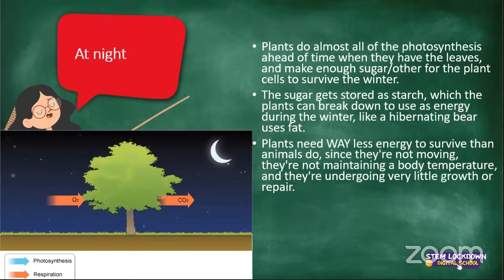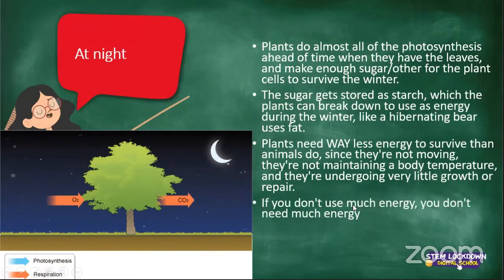They are not maintaining a body temperature, and they're undergoing very little growth or repair. So it's not often that you might find a plant is injured, all right? So they do not need as many nutrients, vitamins and minerals to be repaired as opposed to human beings.